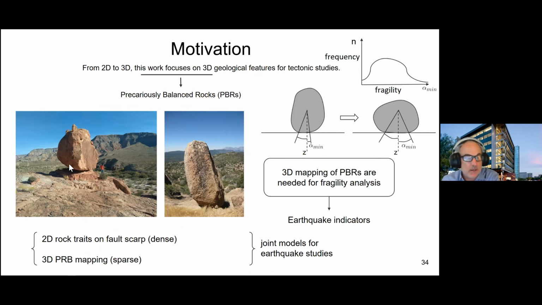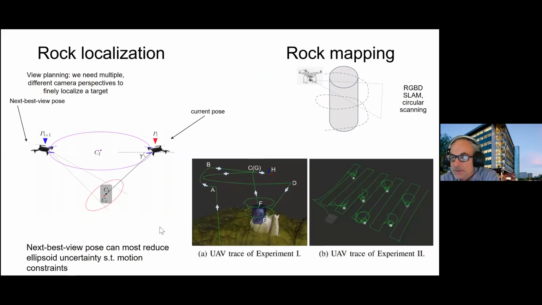But instead of looking at an individual one, what if we could look at many of them? And so we'd have a probability distribution of fragility for different landscapes. And that would then help us understand the geomorphic controls on the formation, preservation, and destruction of precariously balanced rocks, but also the shaking that drives them and knocks them over, which is what we care about in terms of earthquake recurrence. So what Xiang's been working on is finding these with a drone.